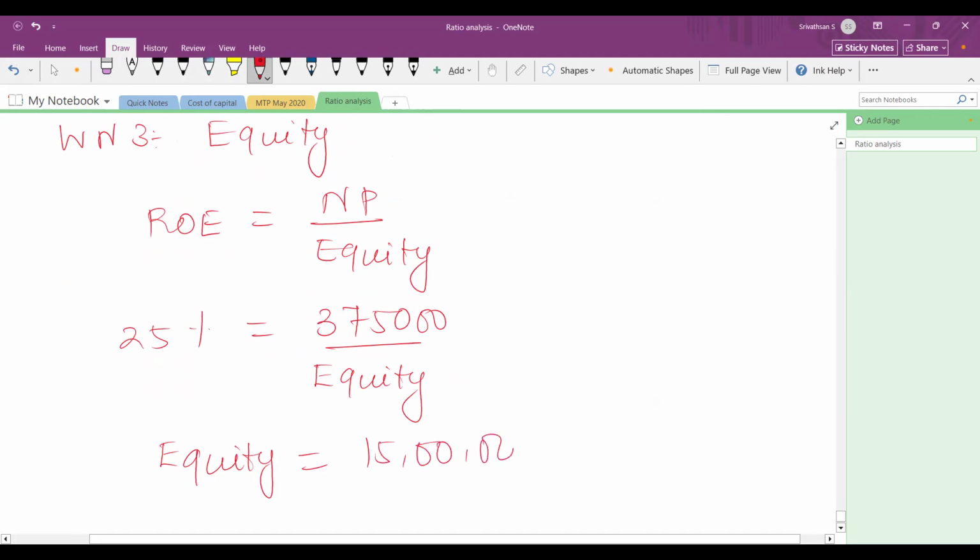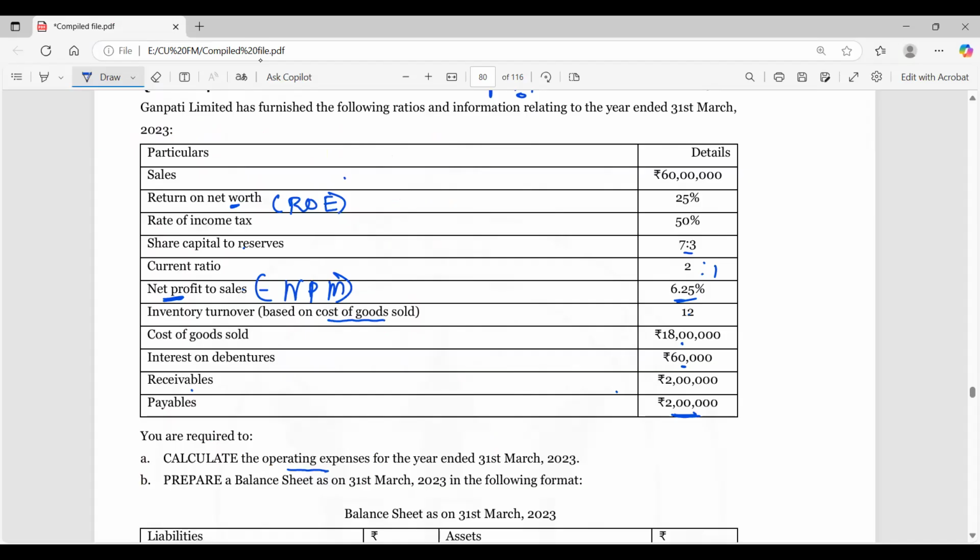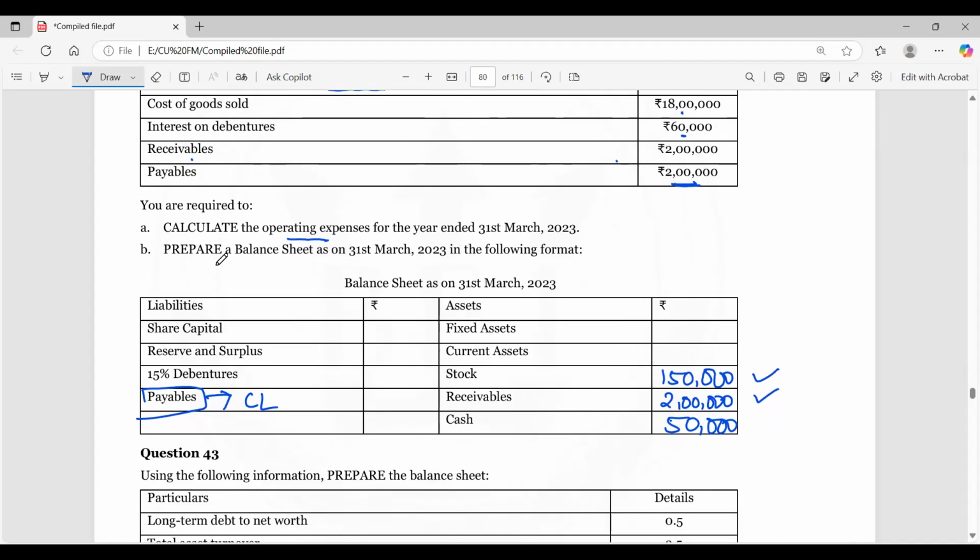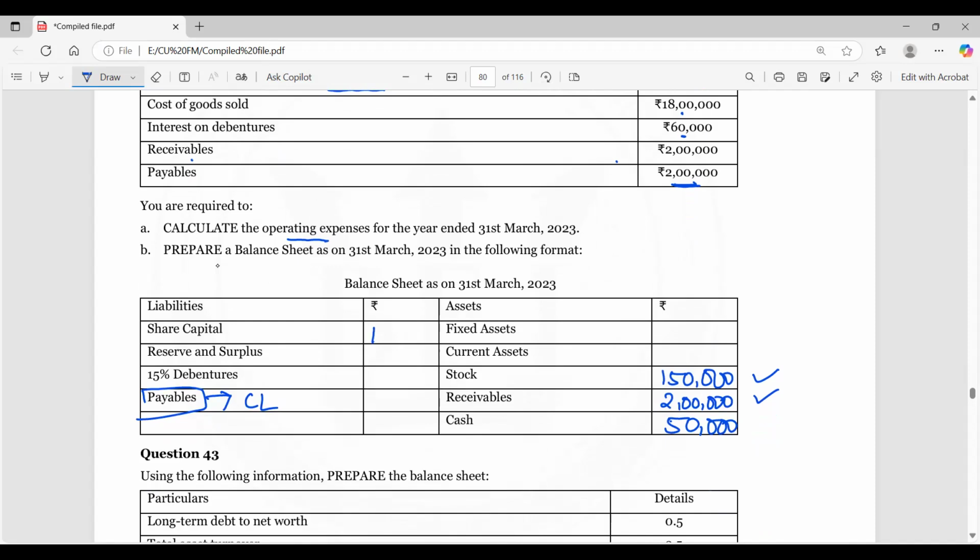So out of this 15 lakh, 7/10 is what? 7/10 is share capital, 3/10 is reserves and surplus. So what is share capital we get? 10,50,000, reserves and surplus 4,50,000. Clear? Now we know that payables is how much? 2 lakh given in the question.